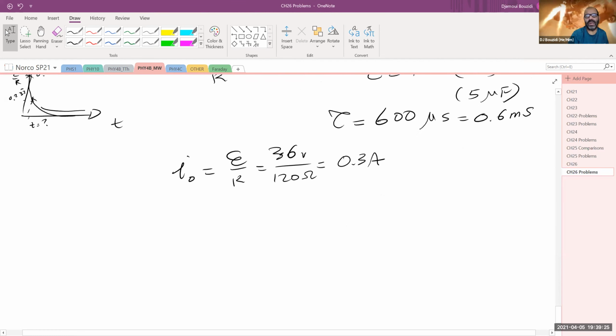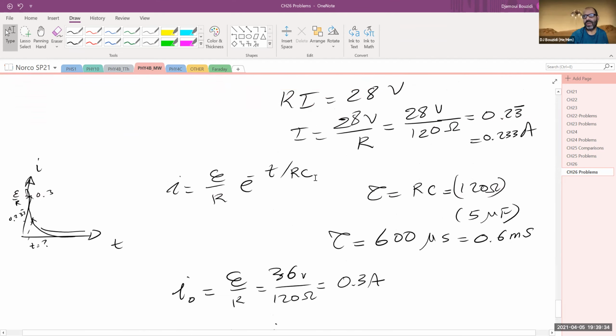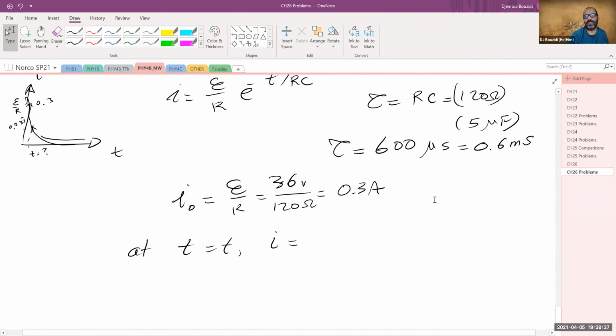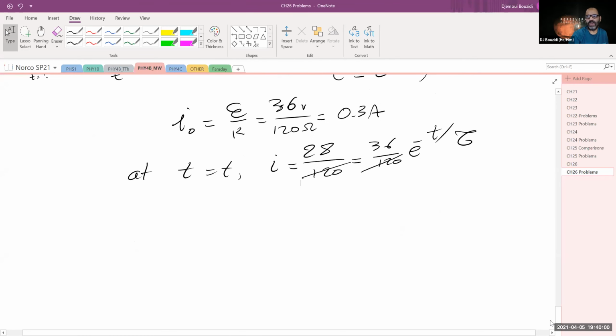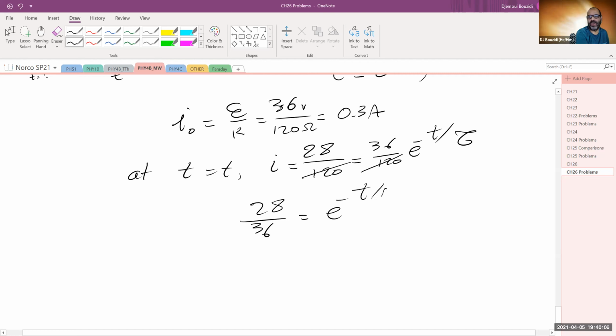All we have to do is assume that at T equal to T1, the current I is actually equal to, I'm going to use the actual expression, which was 28 over 120, before we do any rounding. So it's 28 over 120, and it was given by the formula 36 over 120 exponential of minus T over tau. I'm going to leave it in terms of tau. I know tau is 600 microseconds. The reason I do it this way is so that you can cancel that 120, and I would be left with 28 over 36 is equal to the exponential of minus t over tau.